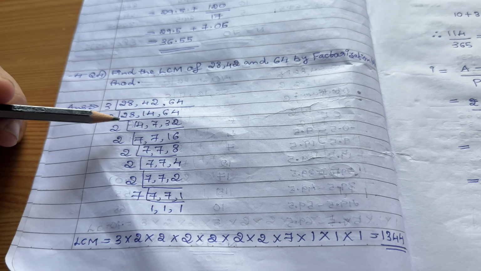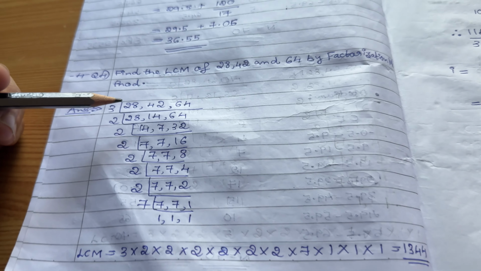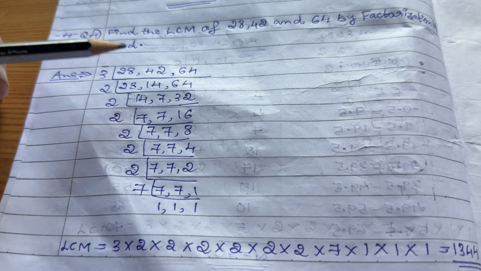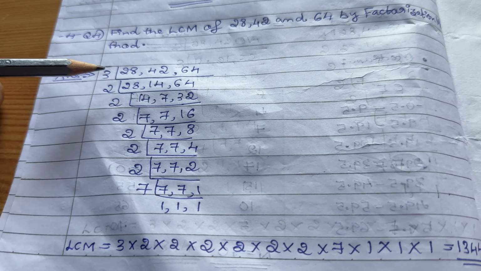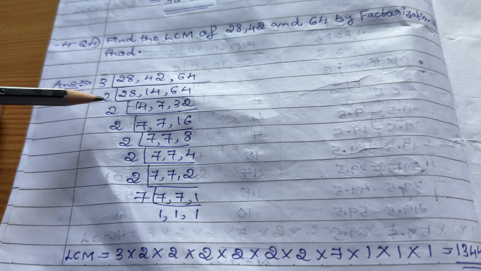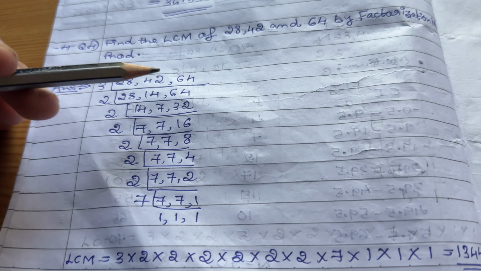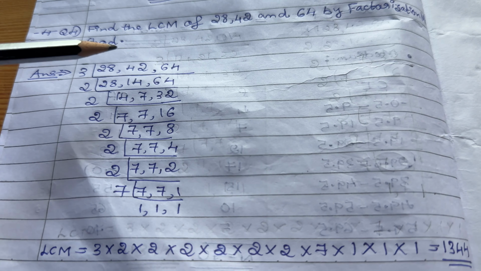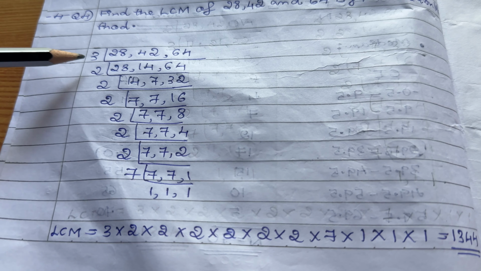Whether 3 and 2 go into each of the numbers, we have to check and do. So 28, 42, 64 are even numbers. So first we have to check whether 2 and 3 go into these 3 numbers. If any one number is divisible by 3, we can consider that. Here 42 is divisible by 3, right?